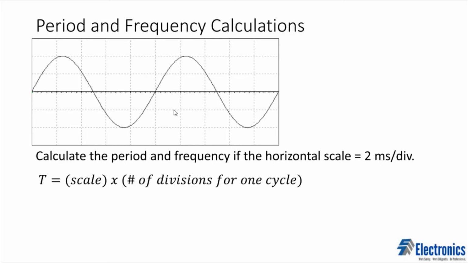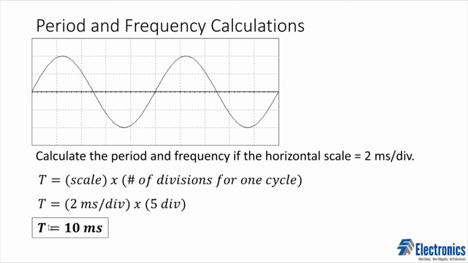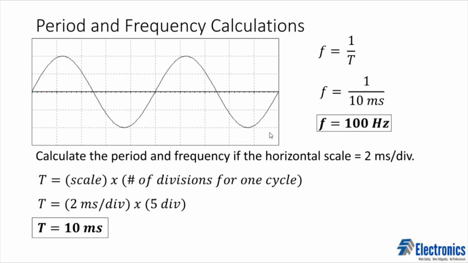Okay, so our period equals the scale, which is 2 milliseconds per division, times the number of divisions. So that would be 2 milliseconds times 5 divisions, which would give us a period of 10 milliseconds. And now that we know the period, we can calculate using this formula here what our frequency would be, which in this case is 100 hertz.